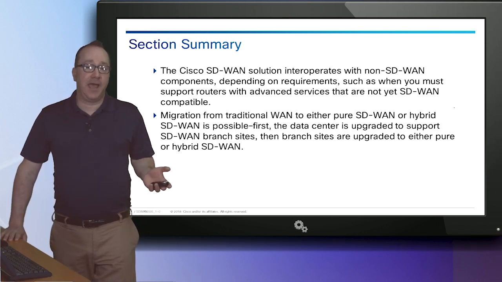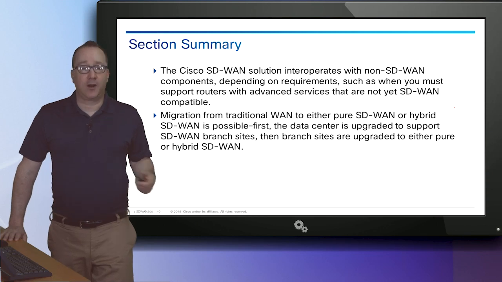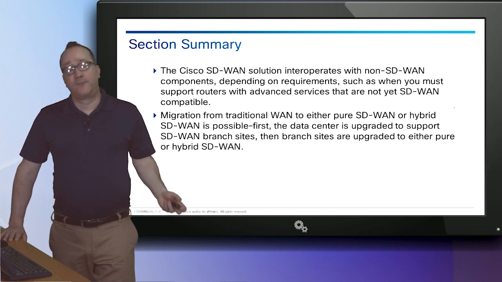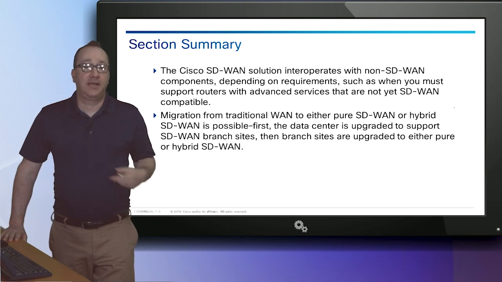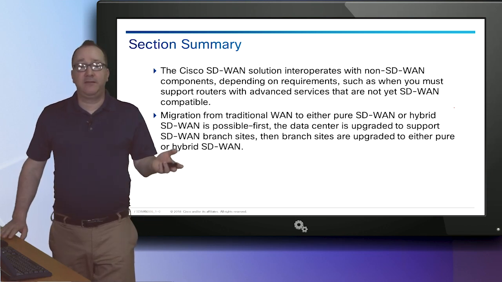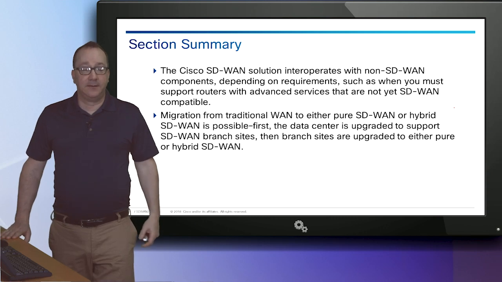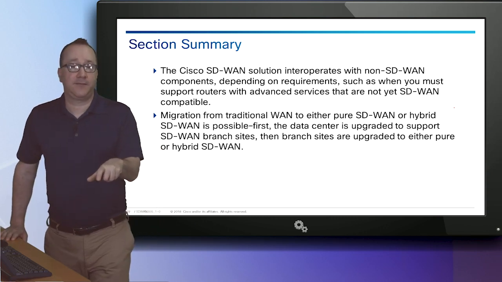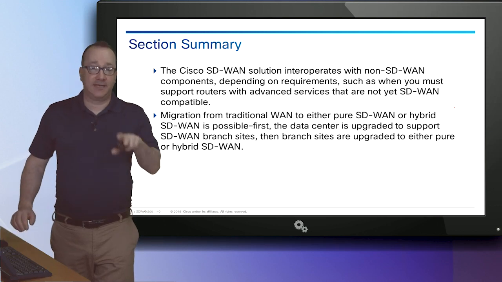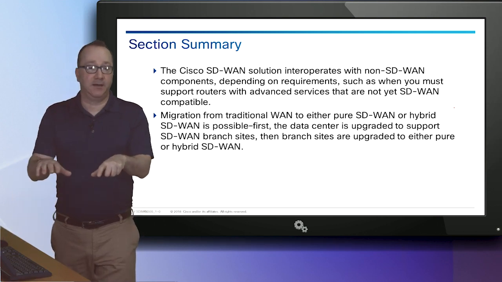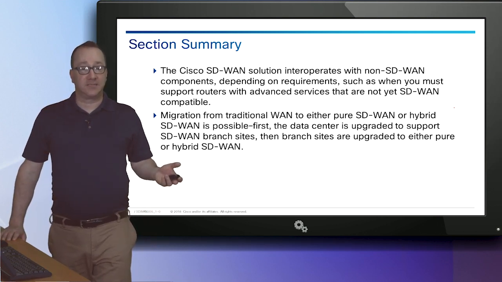Migration from a traditional WAN to either pure SD-WAN or hybrid SD-WAN is possible. First, we upgrade the data center. Then we upgrade the individual branches to connect to that data center. And we can do that in either a pure or hybrid SD-WAN. Pure being just an SD-WAN router at the site providing WAN services, or hybrid where we have the SD-WAN router alongside a regular Cisco router providing other services as well.